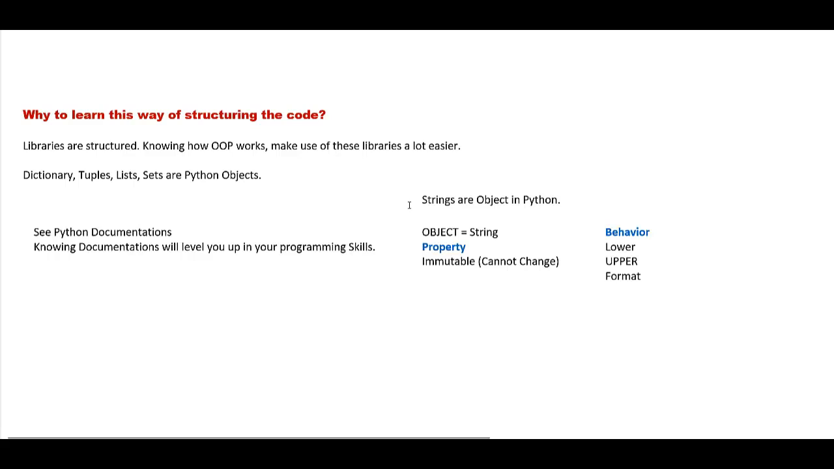For example, string is an object in Python, and this object has the property that it is immutable, that it cannot be changed. The behavior of the object string is that it can be lowered, it can be uppered and formatted.